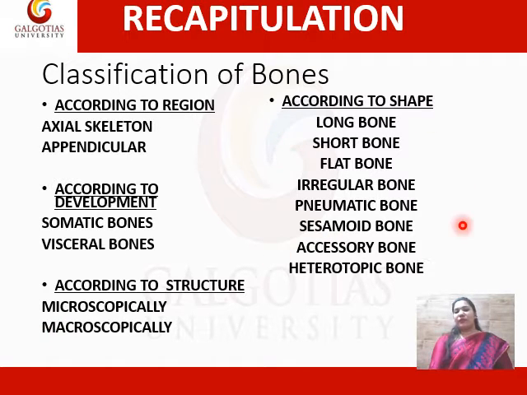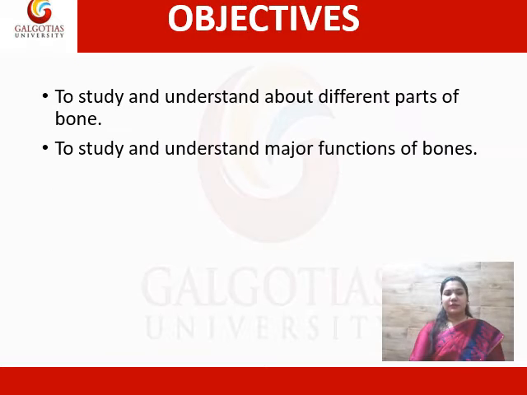Then the main classification, that is according to shape. According to shape, bones are long bone, short bone, flat bone, irregular bone, pneumatic, sesamoid, accessory and heterotopic. These are all the classifications of bone, and all bones range within these types. So let's begin with today's class.